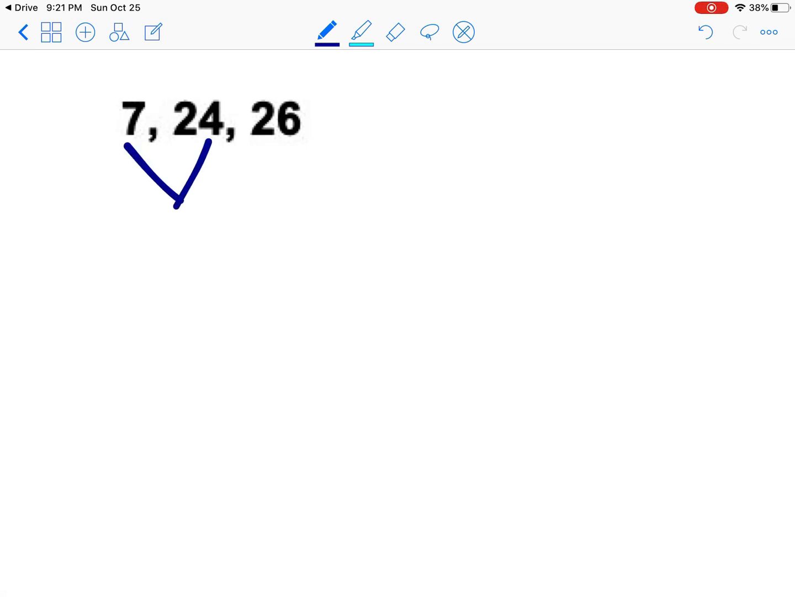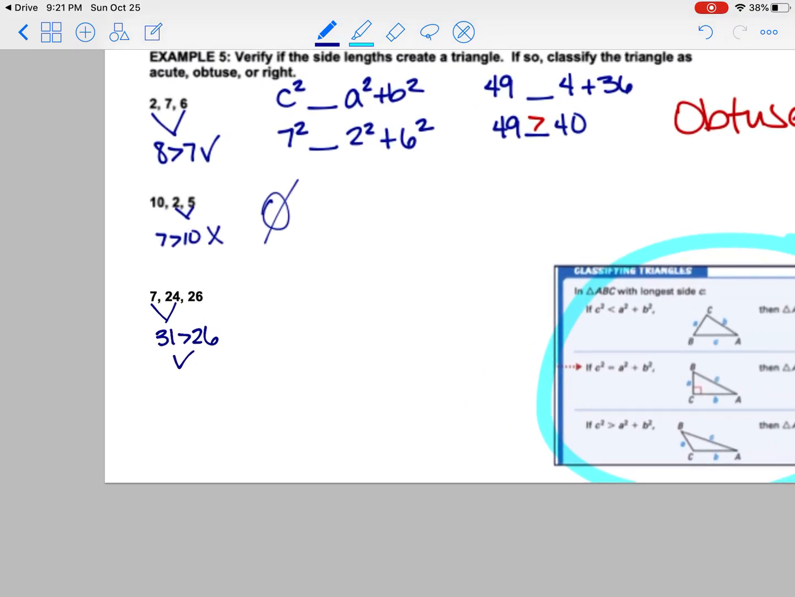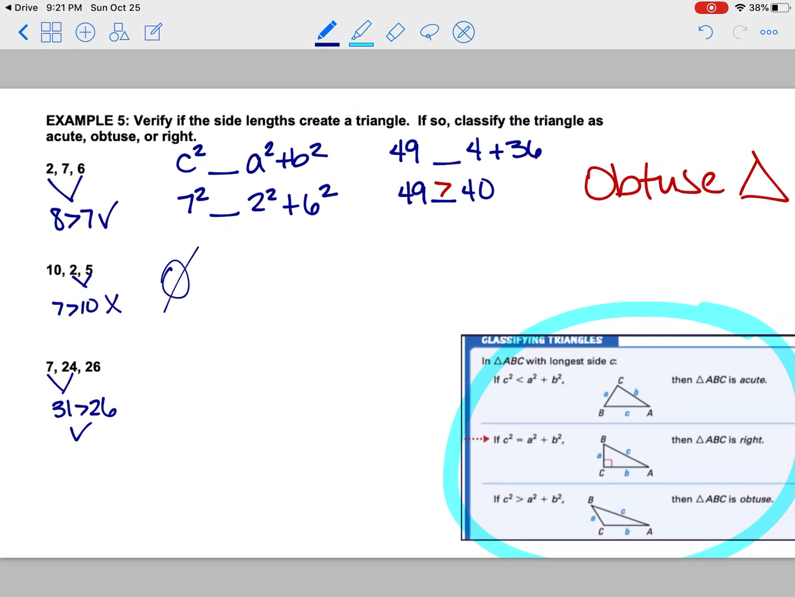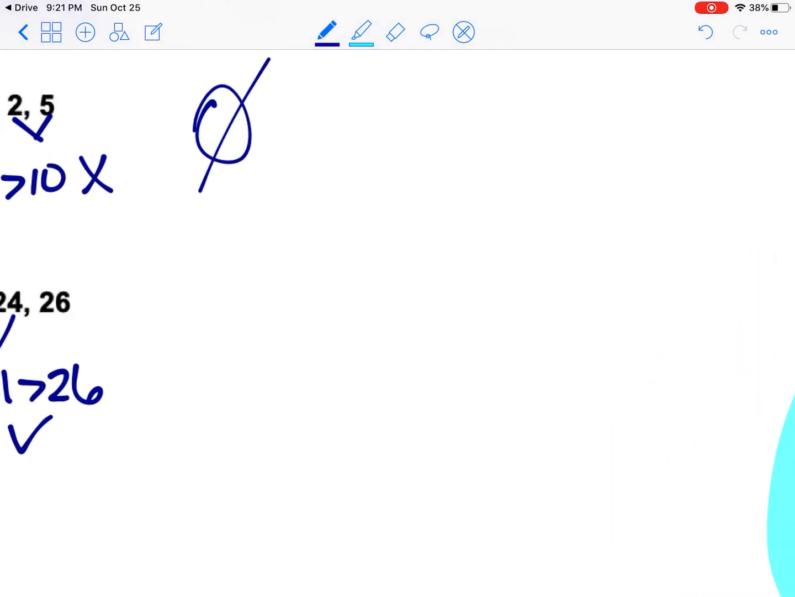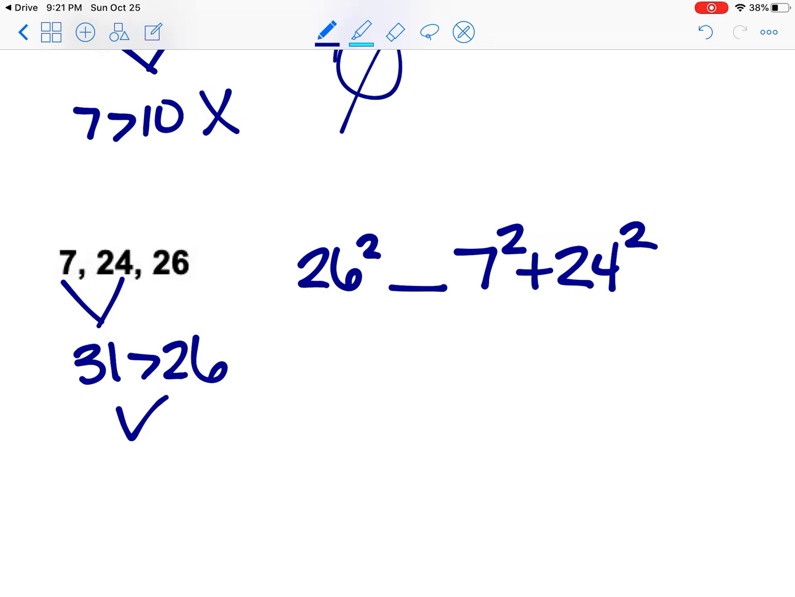Okay, the next one, take our two smaller sides, 7 and 24, which gives us 31. Is 31 greater than 26? Yes, so we can continue. Remember, we're using the same formula, C squared compared to A squared plus B squared. You have to use the C squared first for the greater than less than thing to make sense. So our C is the biggest side, which is 26. And we're going to compare that to our A squared plus our B squared.